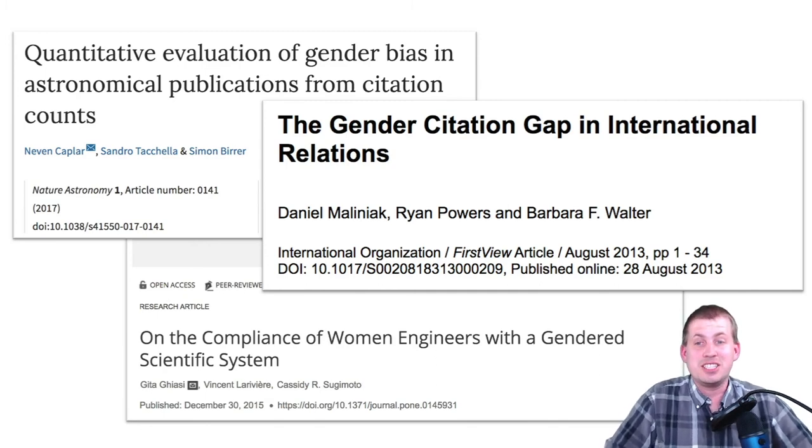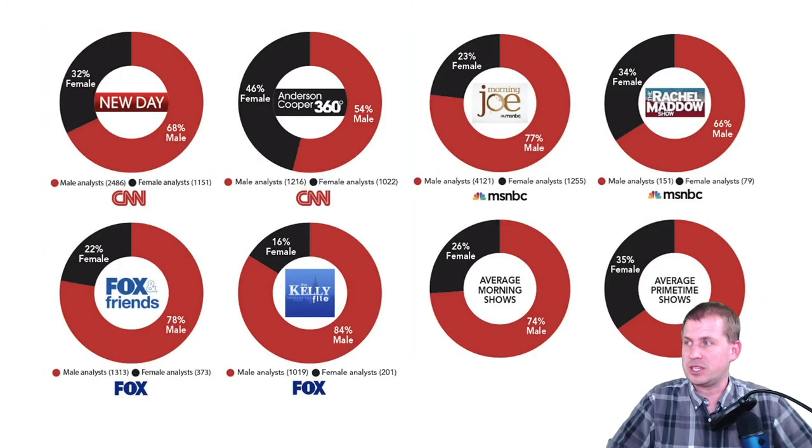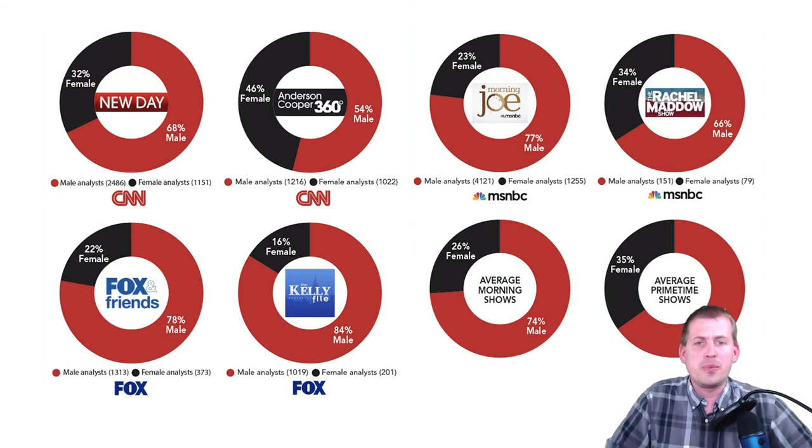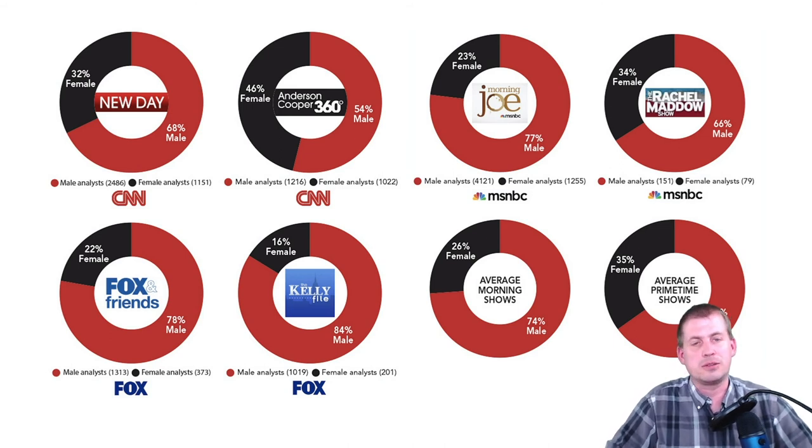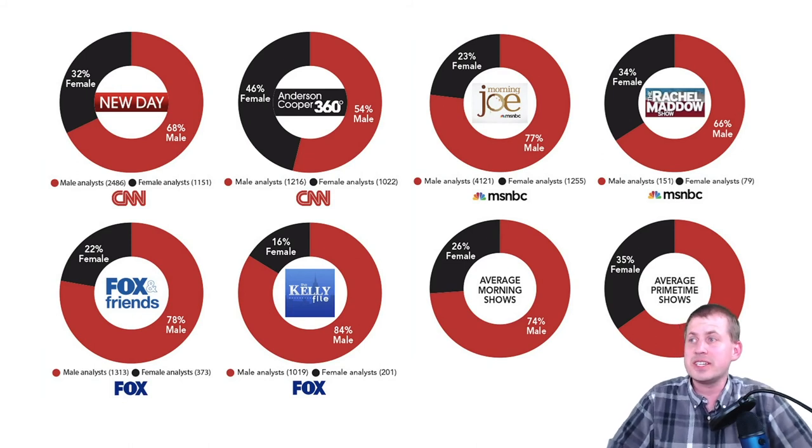And it's not just academia. If you look at this, it's a donut chart. So it's kind of like a pie chart, but better, I guess. Based on cable news appearances of men and women in 2016 during the presidential election, they looked at the count of commentators and analysts that were invited onto the major cable news shows. And what they found is that on average, only 28% of the analysts and guests were women. And that varied a lot. So that was overall 28%.